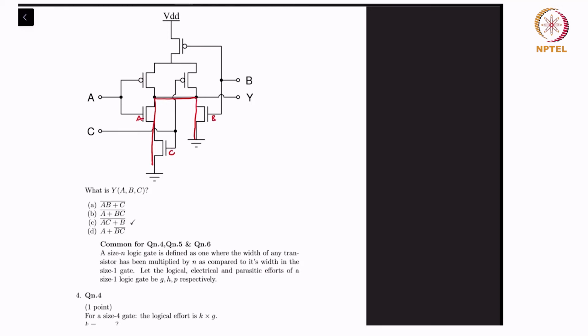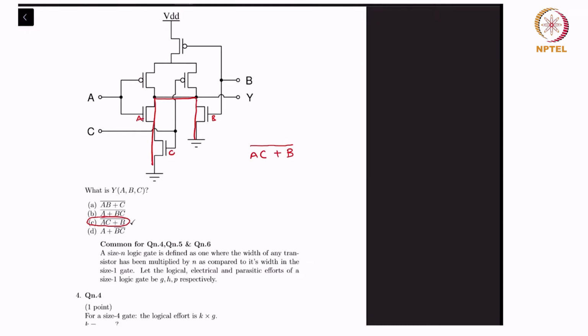So because A and C are in series in the N stack, it's AC, and because B is in parallel with the AC stack, it would be OR. And since it's the CMOS inverter, we will take the complement, right? Since we are looking at what is implemented on the N stack, it is the complement. So the answer is AC plus B, the whole bar.